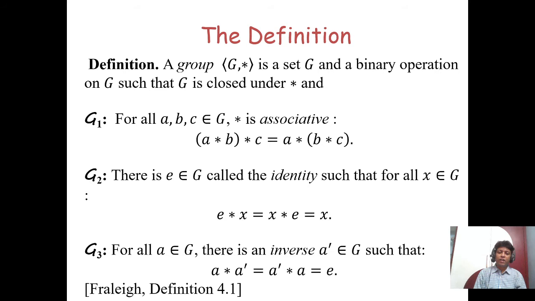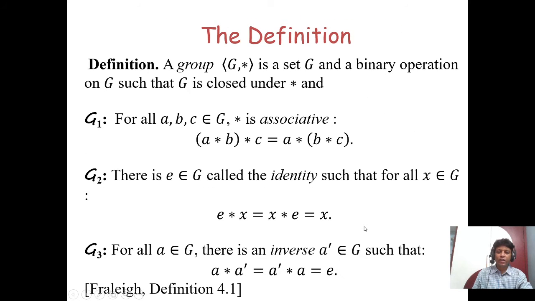G2: there is an element e belonging to G, called the identity element, such that for all x belonging to G, e star x equals x star e equals x. This is called the identity, G2.